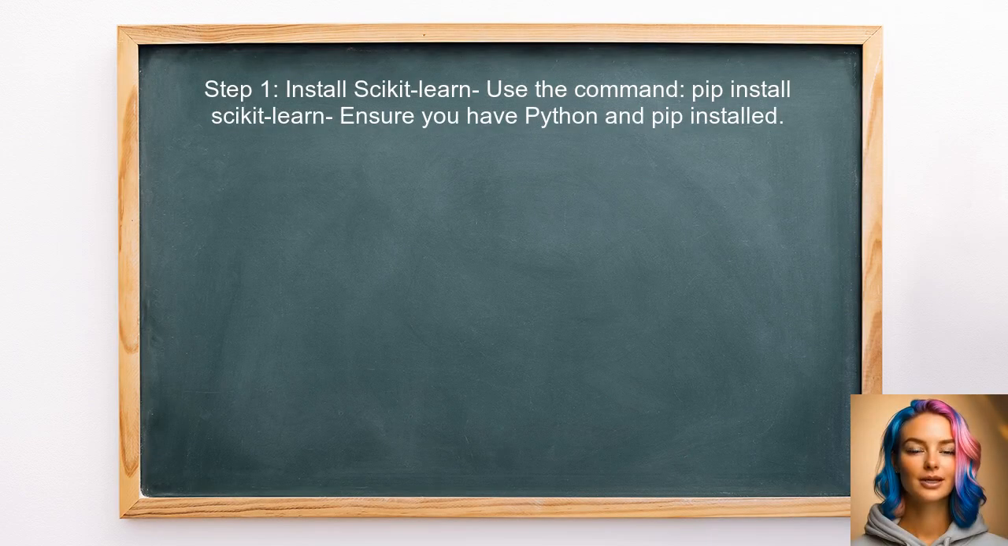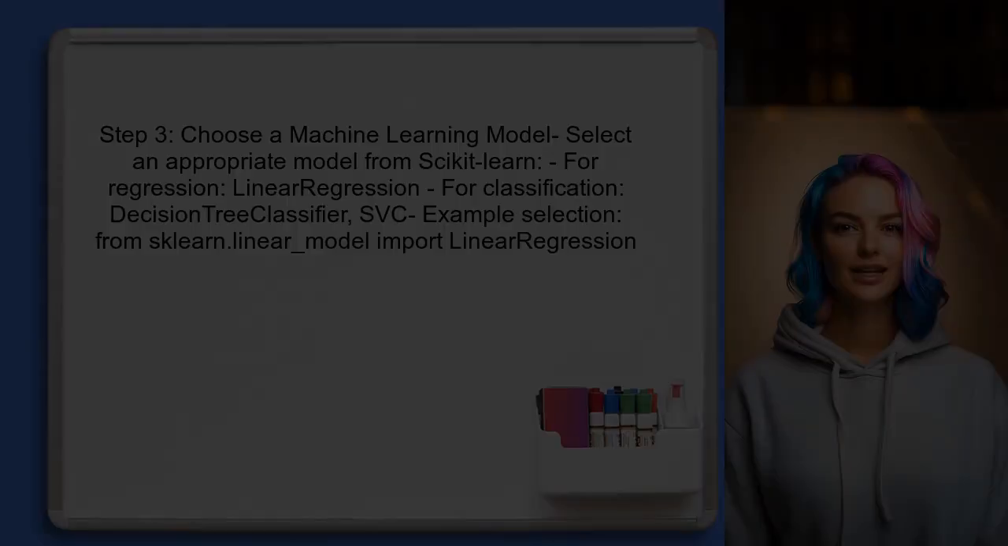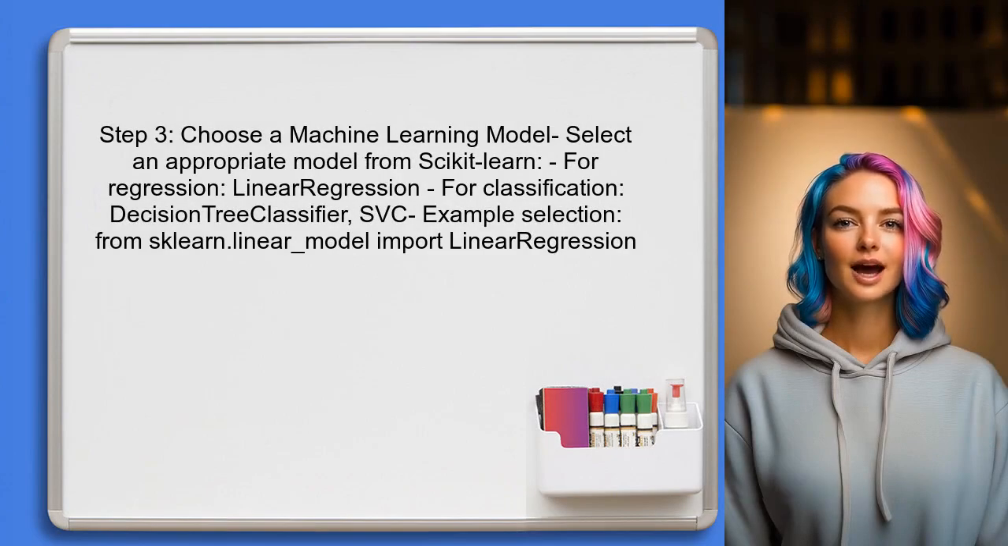To begin addressing the user's question, we need to understand that Python offers several libraries for machine learning. The first step is to install a popular library called Scikit-learn, which provides tools for building machine learning models. Next, the user should prepare their dataset. This involves organizing the input features and the corresponding output labels. The data should be in a format that Scikit-learn can work with, typically as a NumPy array or a Pandas data frame. Now, the user can choose a machine learning model.